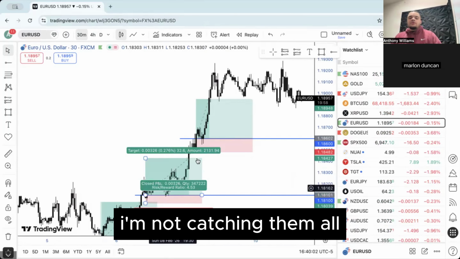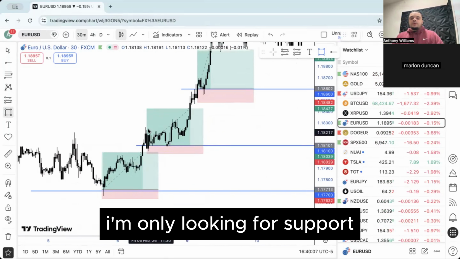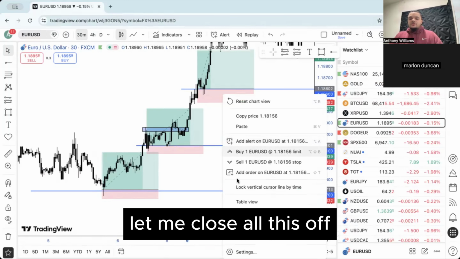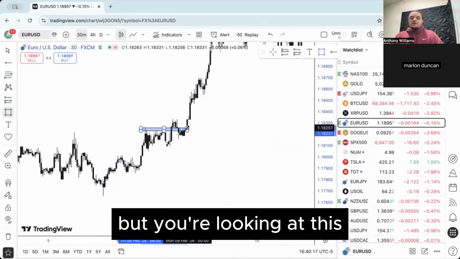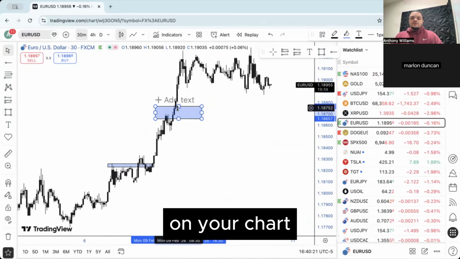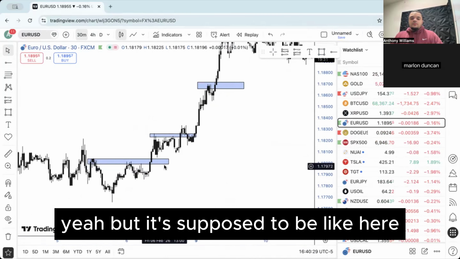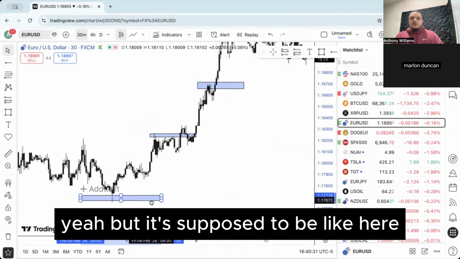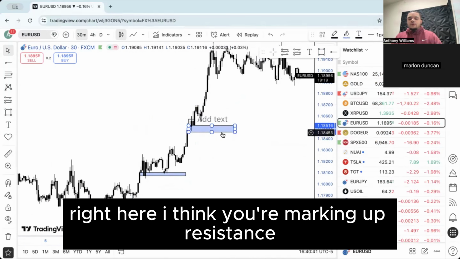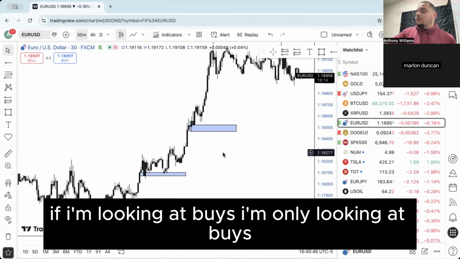I'm not catching them all, but if I'm looking for buying, I'm only looking for support. Let me close all this off. You're buying, but you're looking at this. So you're probably marking up resistance areas on your chart. I think you're doing that, but it's supposed to be right here. I think you're marking up resistance when you're just supposed to be looking at buys. If I'm looking at buys, I'm only looking at buys.